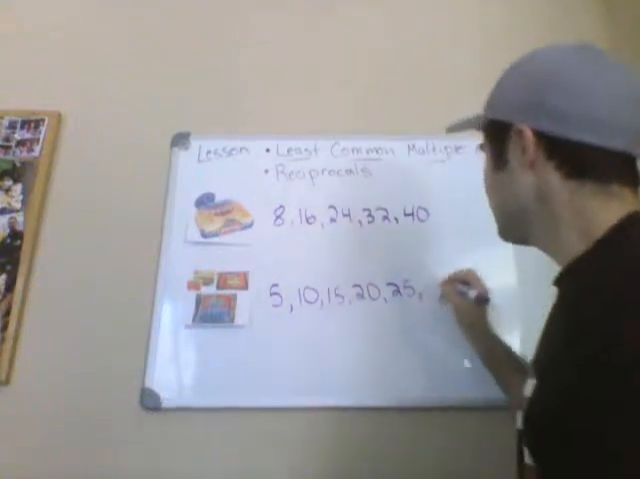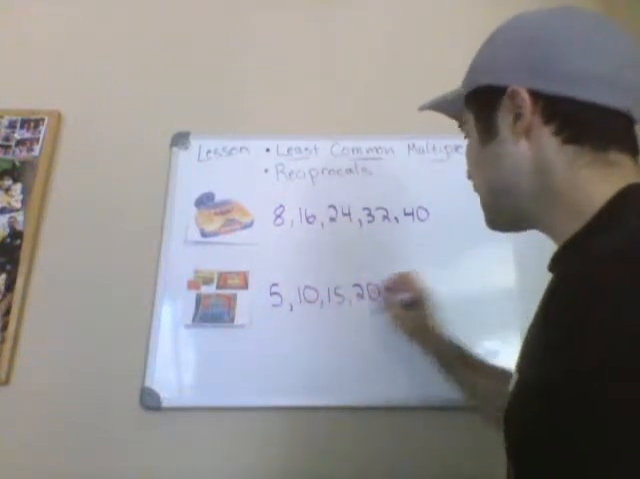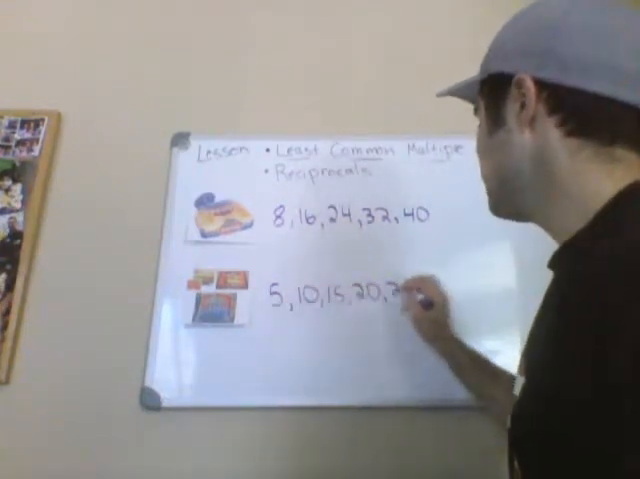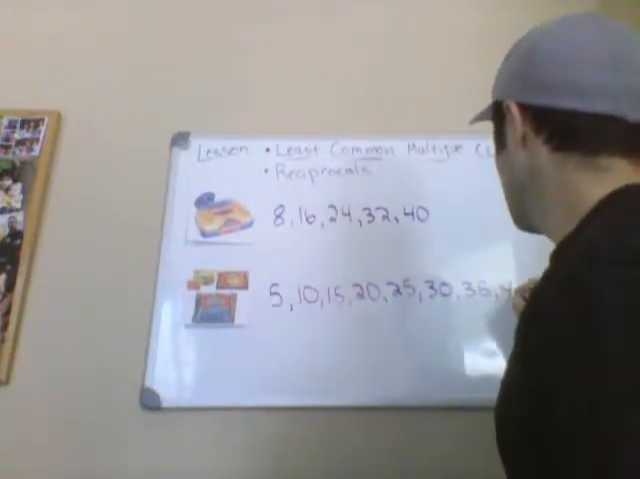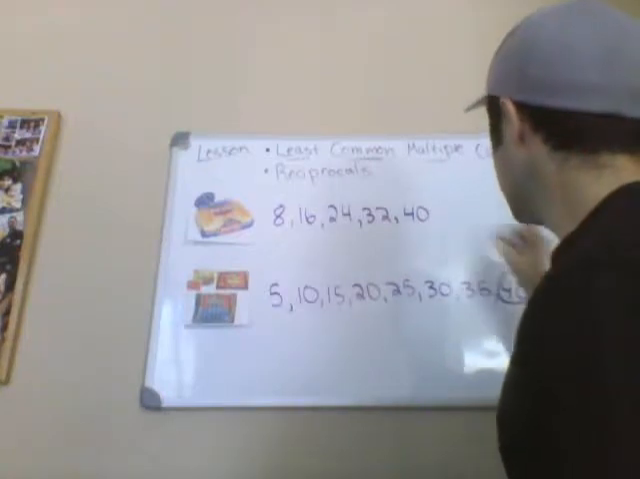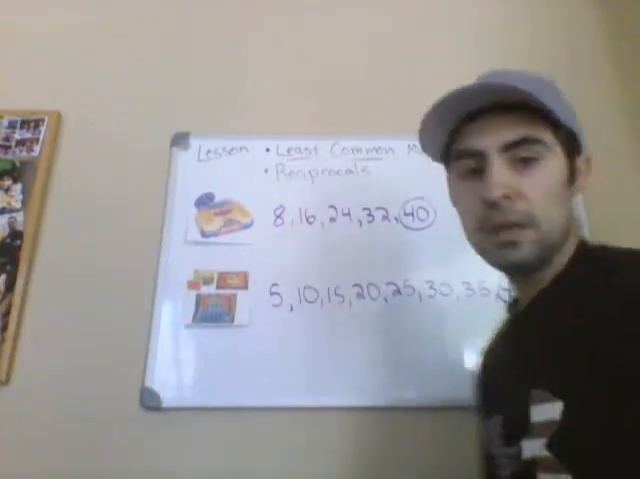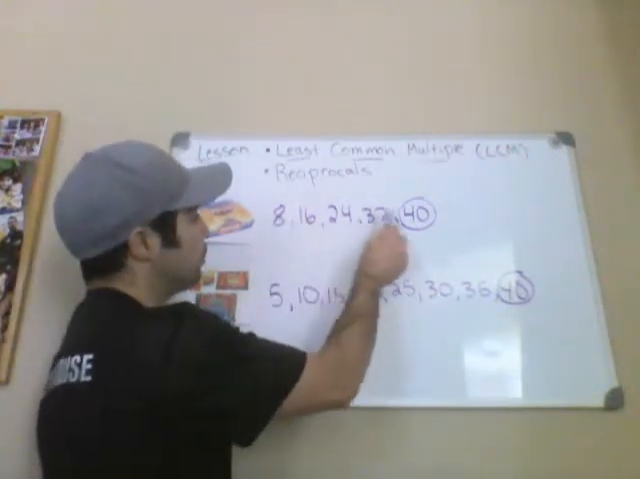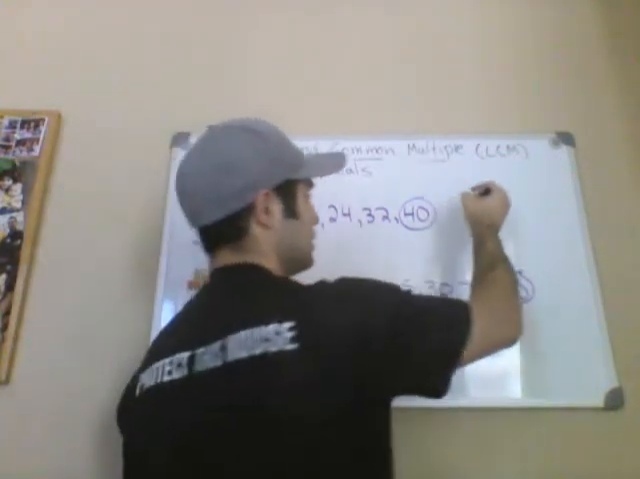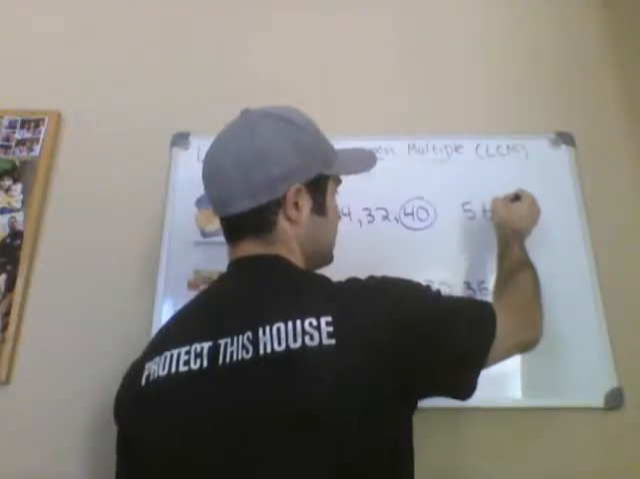So 40. Let's see how many packages of hot dogs we'll have to buy. 5, 10, 15, 20, 25, 30, 35, 40. Finally, our least common multiple is 40. But in doing so, you will have bought 1, 2, 3, 4, 5 packages of buns. Let's say 5 buns.